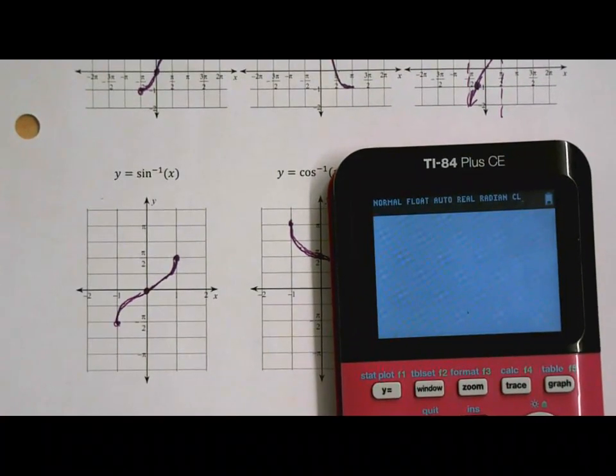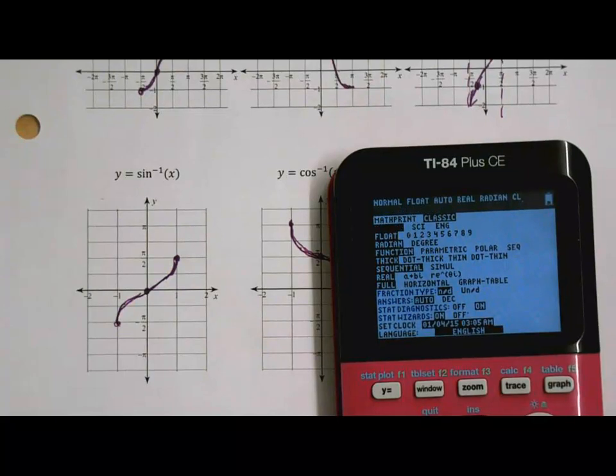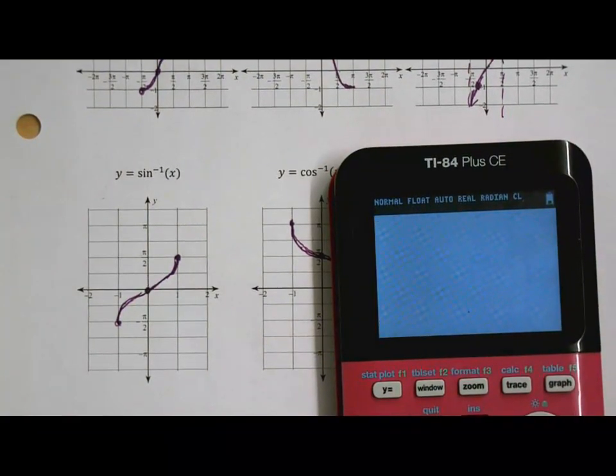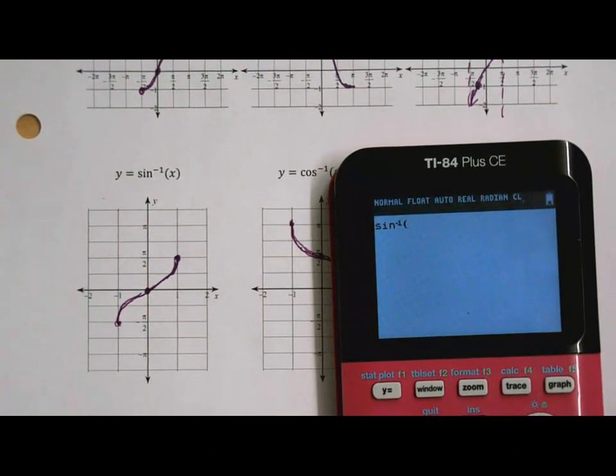You ready? First of all, make sure you're in radian mode. Actually, I don't think it matters. Could you please type in the inverse sine? Hey guys, can you please stop? Thank you. Remember, you're not going to hit enter, you're just going to type in the inverse sine of 1.2.